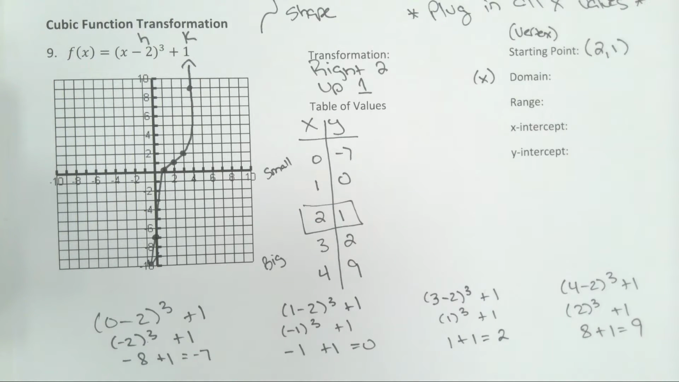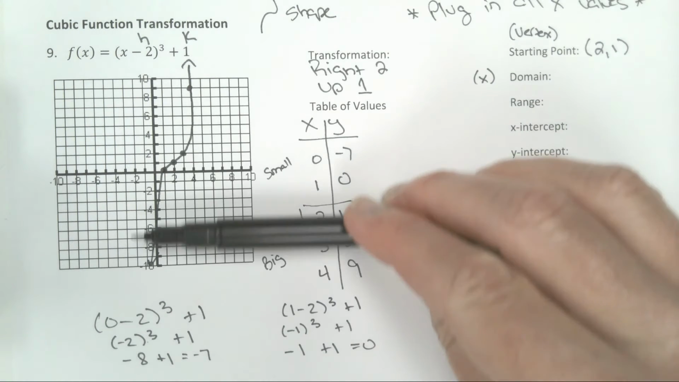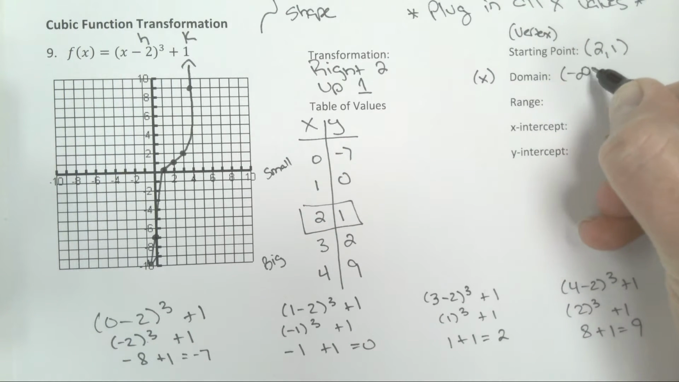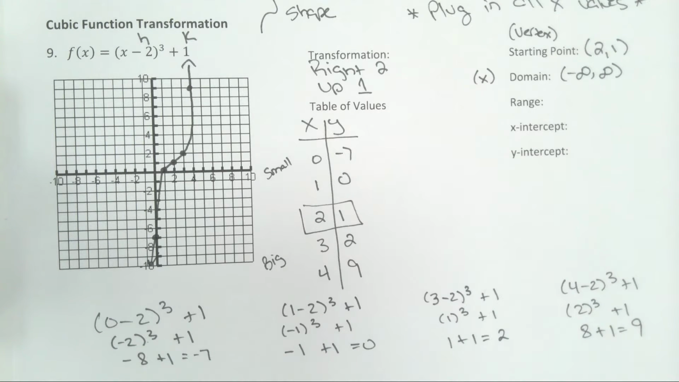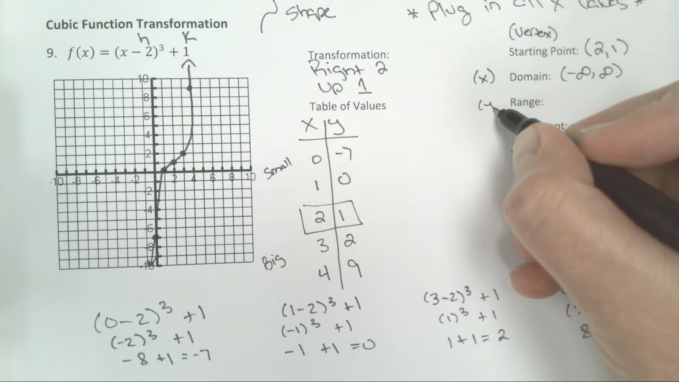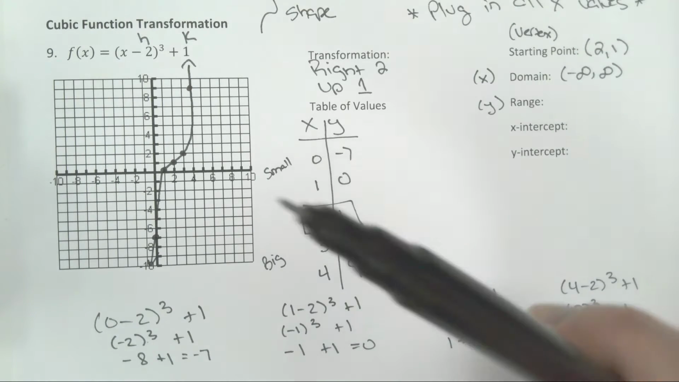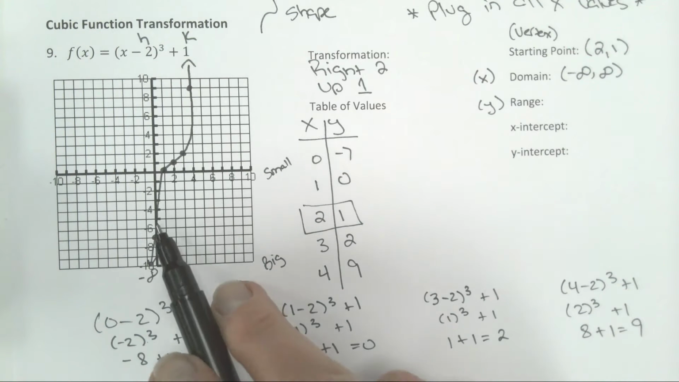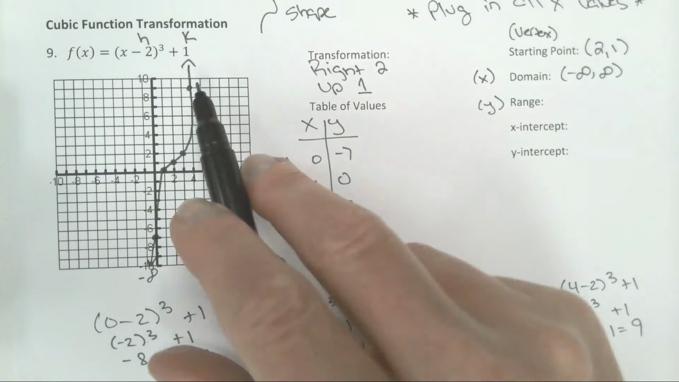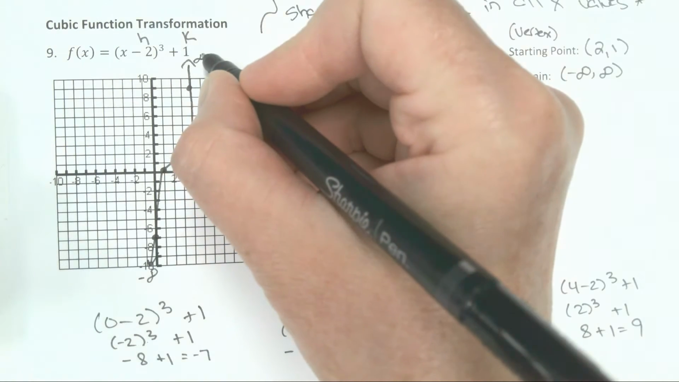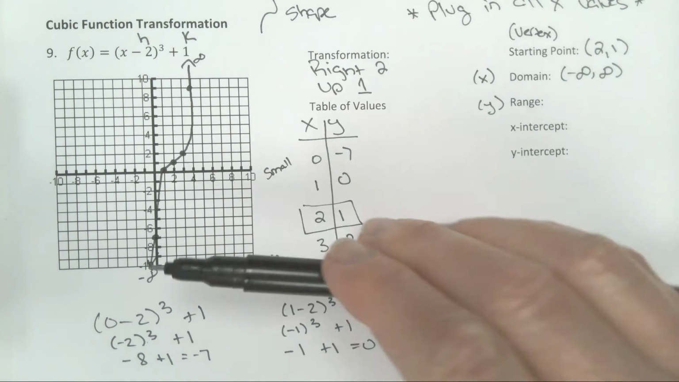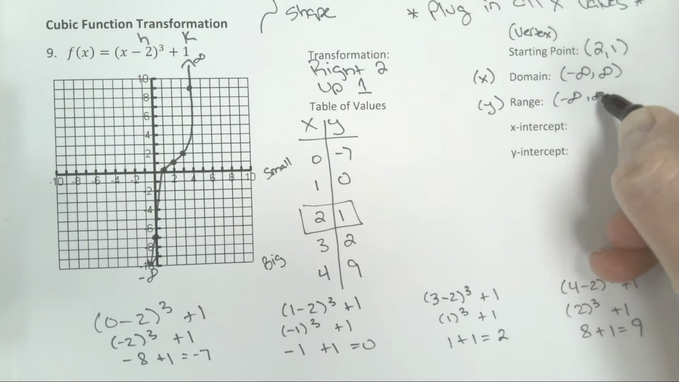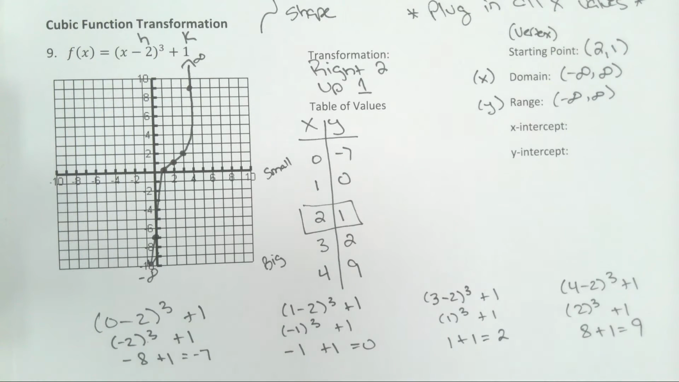So the domain and range are completely different on this one. Domain is what x values could you plug in here? Anything that I wanted, so therefore it's negative infinity to positive infinity. The range is your y. So I have this tail pointing down. So that's saying this is going down to negative infinity. And I have this other tail pointing up. So that's saying that one's going to positive infinity. So the cubic range goes from negative infinity to positive infinity also.